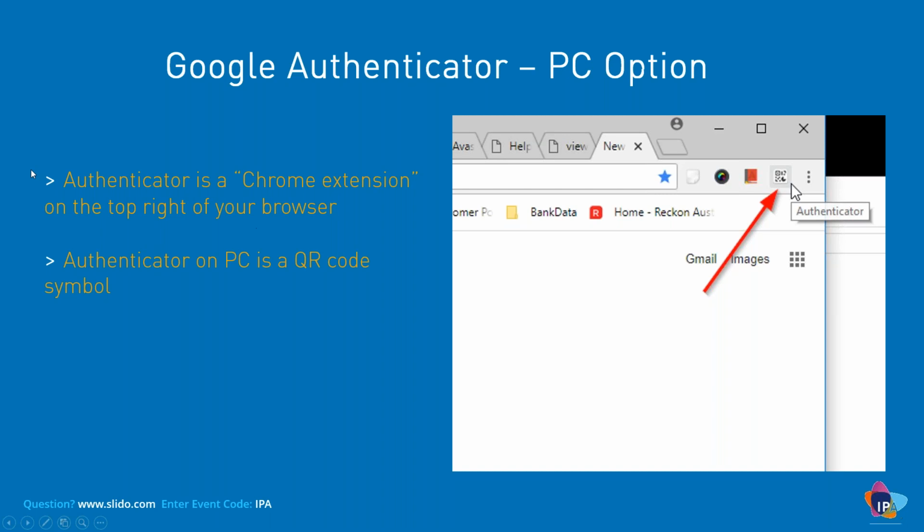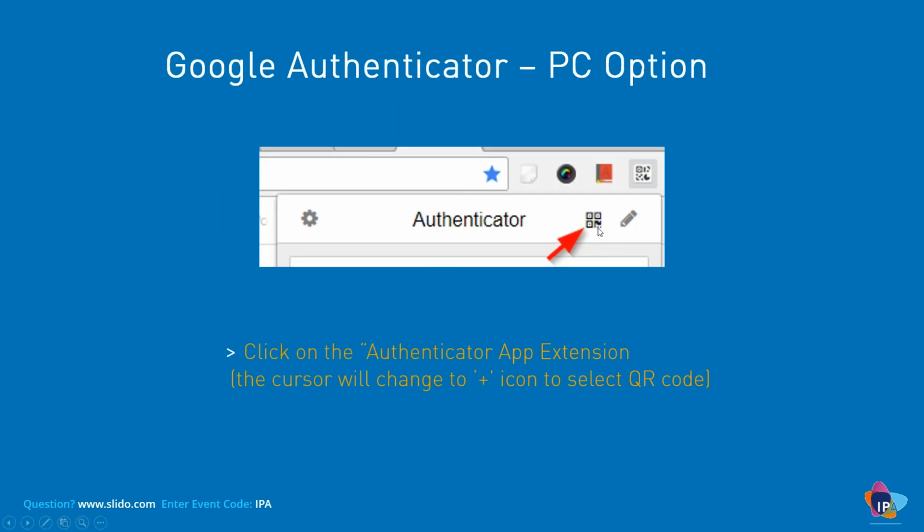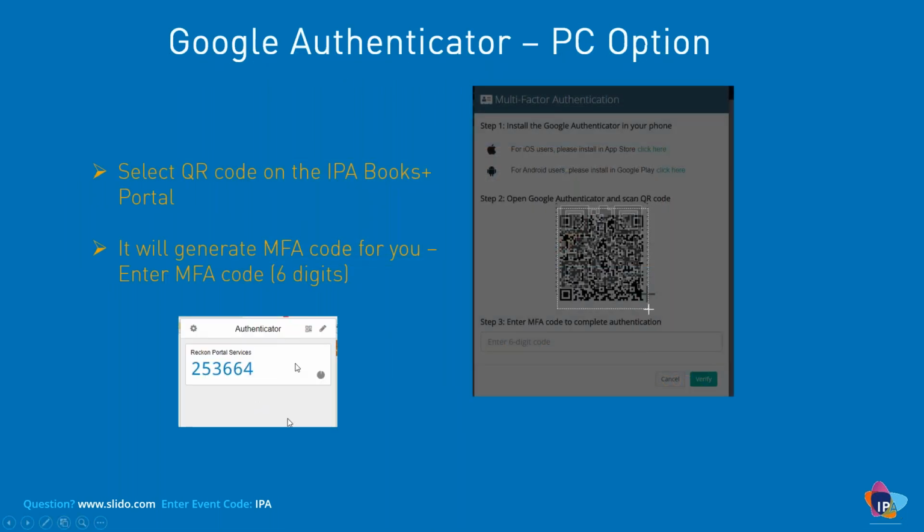To make it work, what you'll need to do after downloading it, you'll see this little authenticator signal, which is similar to the QR code, to activate. So just click on that, and then log into IPA Books. Go back to the IPA Books Plus portal and GovConnect, and when prompted to set up the MFA, just click on the extension again and enter the code that's generated for you.